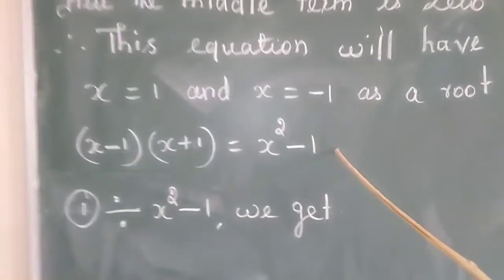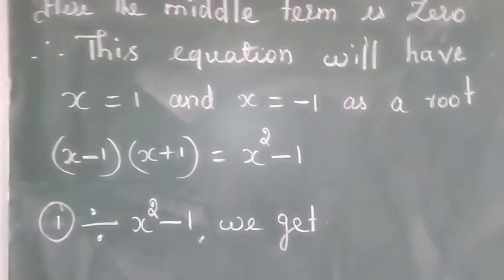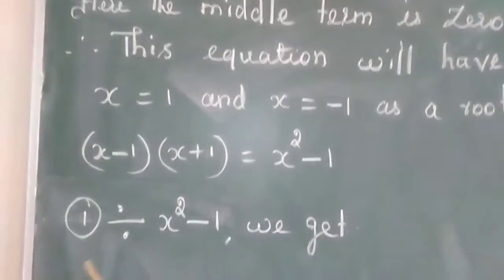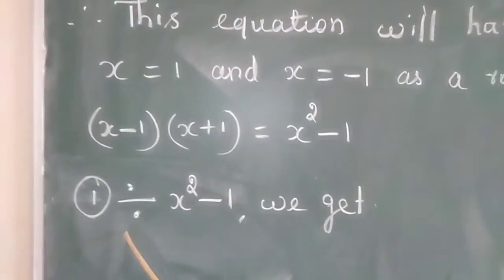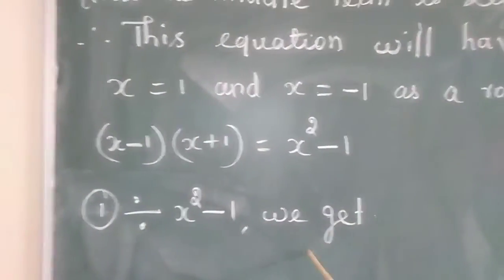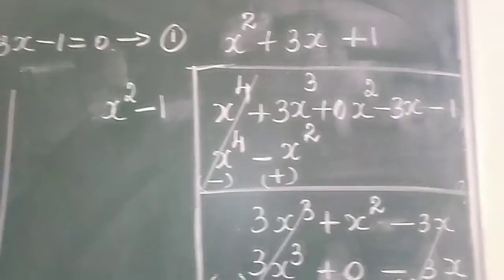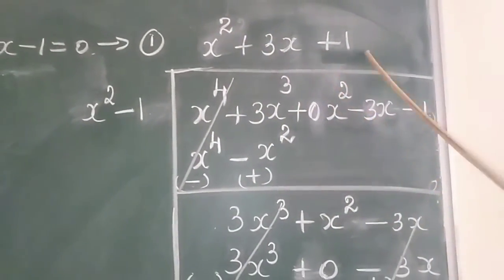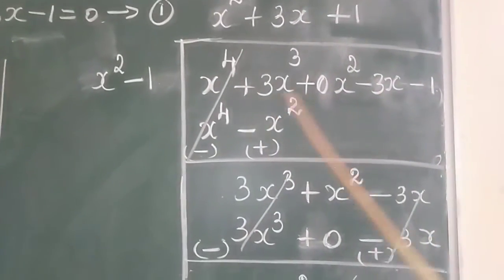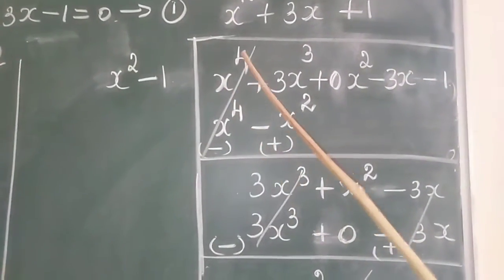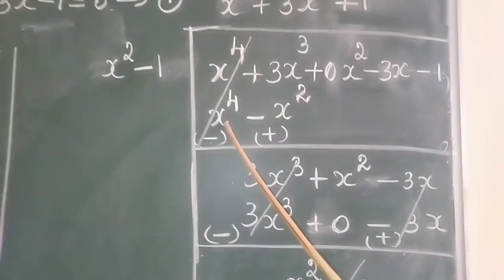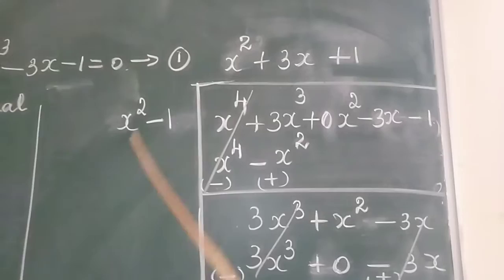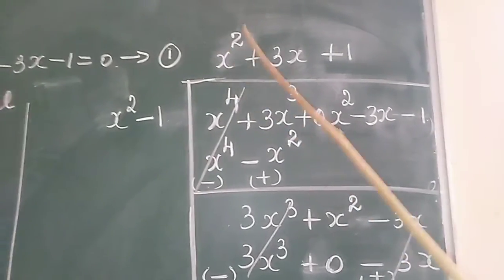Now the next step: we are going to divide the given equation, which we assumed as the first equation, by x square minus 1. So we can get x square plus 3x plus 1. Let us see how to divide. Here there is x power 4. Our aim is to get x power 4. For that, here x square is there, so in the quotient you have to write x square.